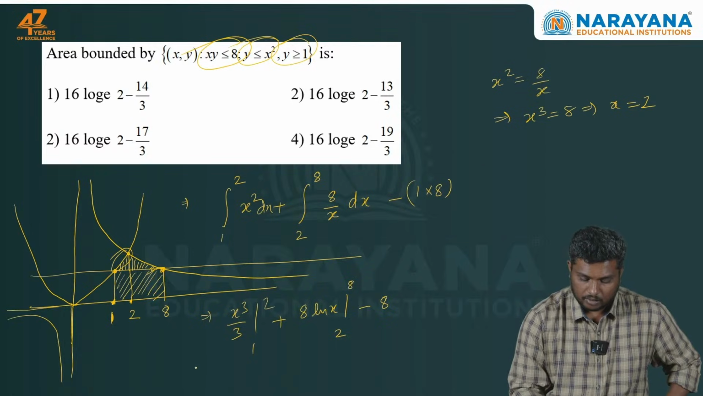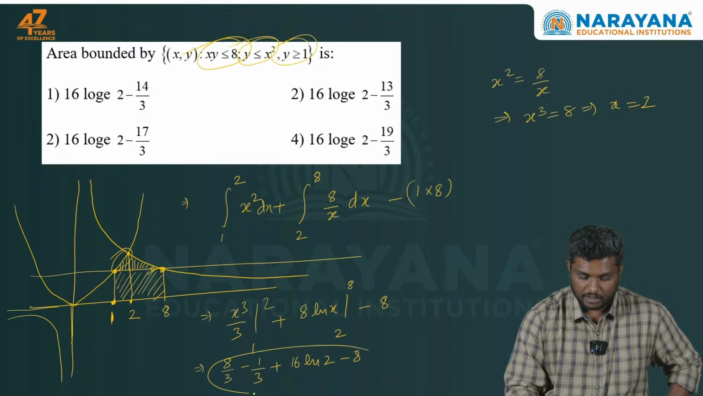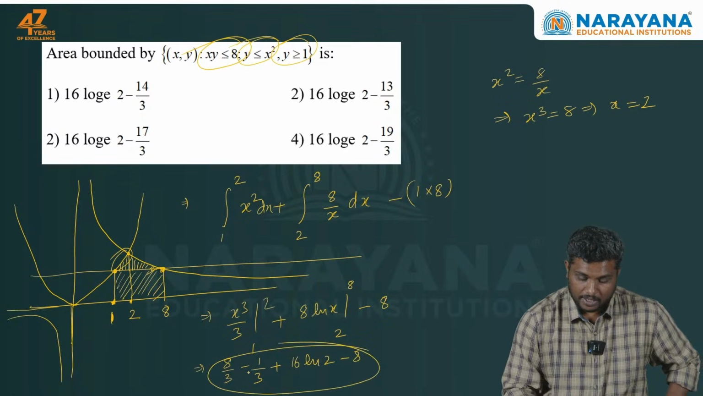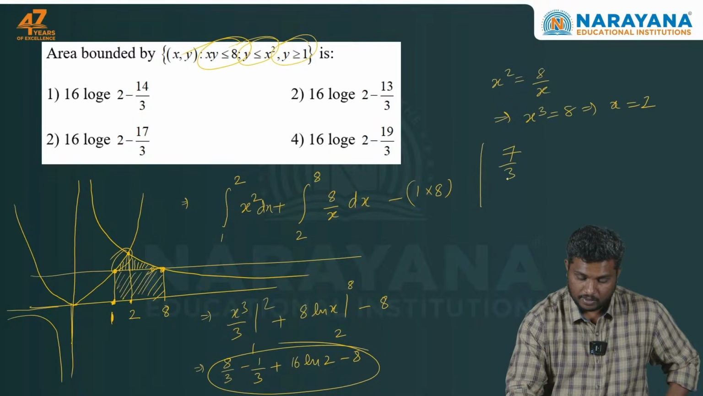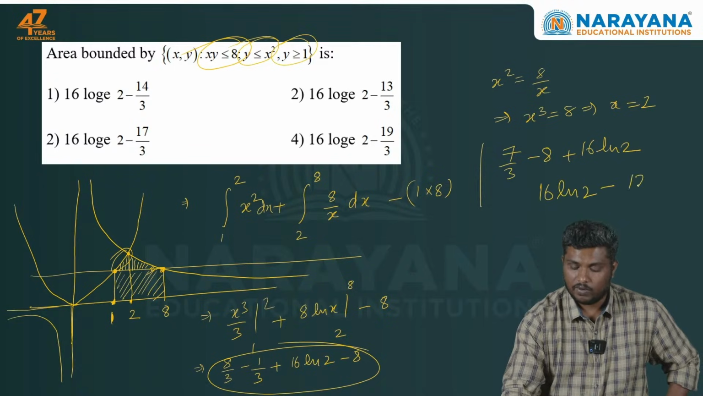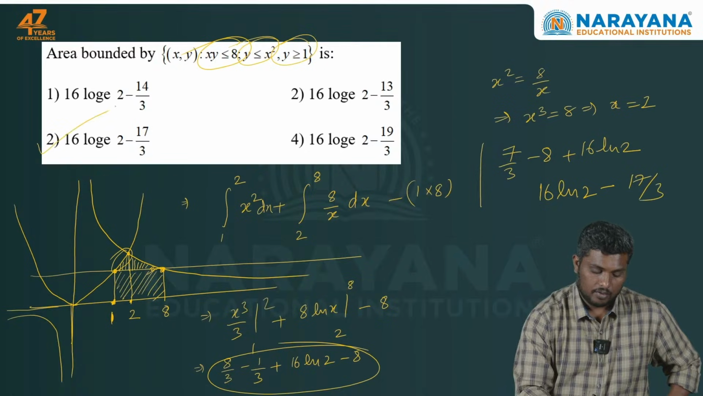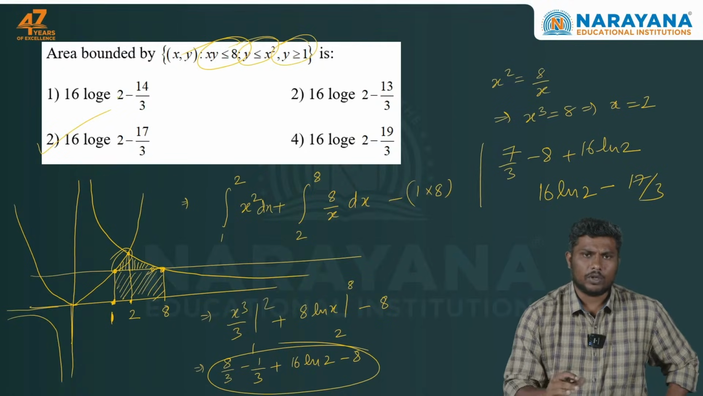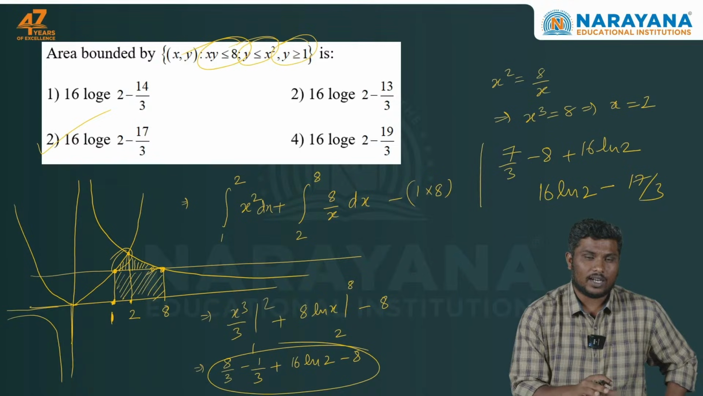So this is going to be 8 by 3 minus 1 by 3 plus 8 ln 4, which can be written as 16 ln 2, minus 8. Simplifying this, 8 by 3 minus 1 by 3 is 7 by 3, 7 by 3 minus 8 plus 16 ln 2. So 16 ln 2 minus 24 plus 7, which is 17 by 3. So this will be the right option. Very simple question, but only thing is you need to know what is a rectangular hyperbola.